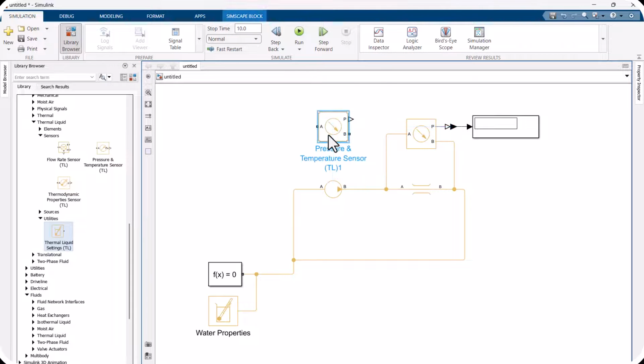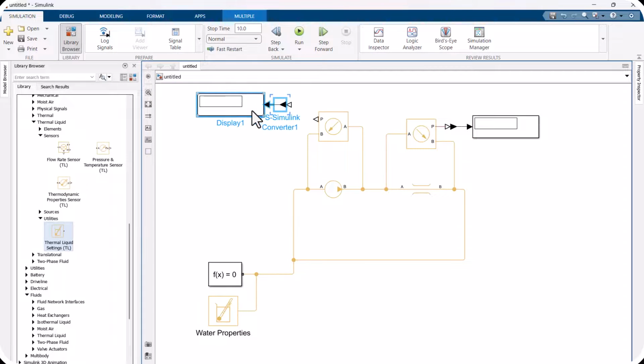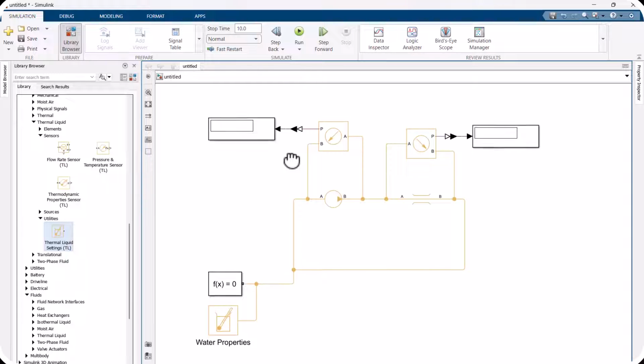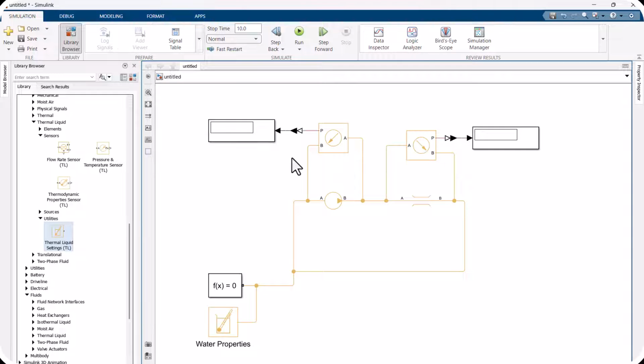I may also add another sensor for the pump to see the pressure increase across the pump. Before I run the model, I want you to take a moment to think about the result that you're going to expect.